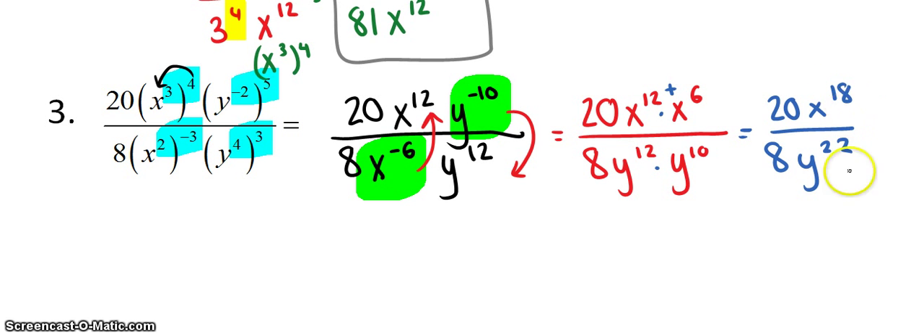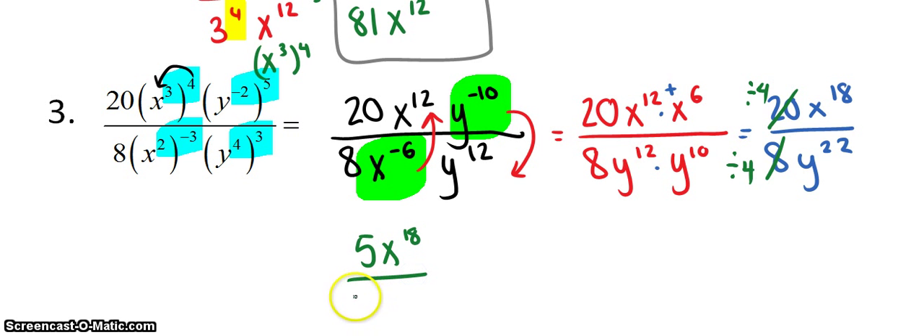If you could simplify anything here by dividing, you should. But why can I not? It's because you have an x and a y, they're not common bases, so you can't simplify those together. But you can simplify the 20 and the 8, so just by rules of fractions, we should go ahead and do that. What common factor can you take out of both? I know we can take out a 4, and I believe that's the biggest thing. So divide each by 4, and your final answer will be 5 x to the 18th over 2 y to the 22nd.